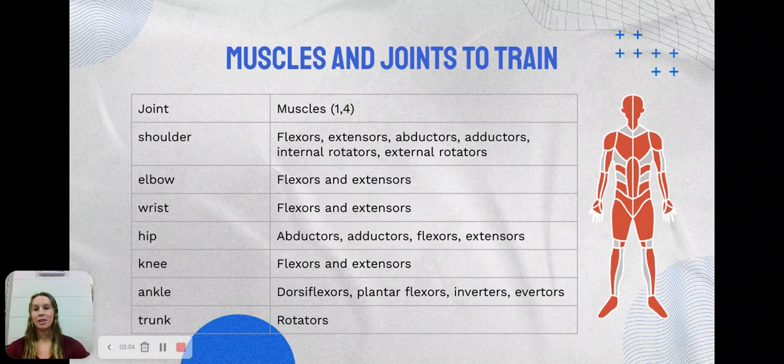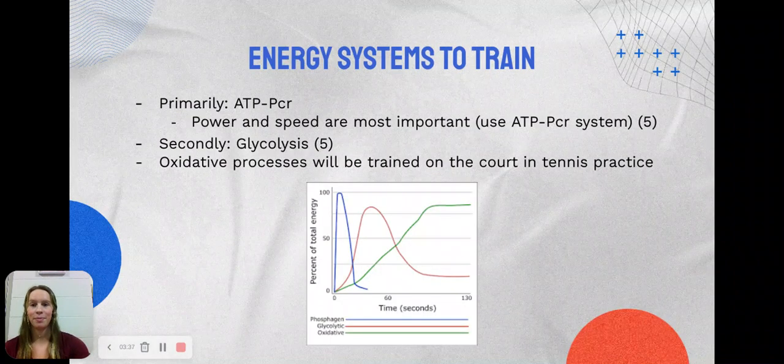The muscles and joints to train. The joints, which I'll primarily train, which were listed above, are the shoulder, elbow, wrist, hip, knee, ankle, and trunk. And all the muscles of these joints that will be trained will be flexors, extensors, adductors, dorsiflexors, plantar flexors, inverters, everters, rotators, all the above, just because tennis is a dynamic movement, and running back and forth and changing position and hitting the ball uses all these muscles. So I will find a way to implement these in my training program.